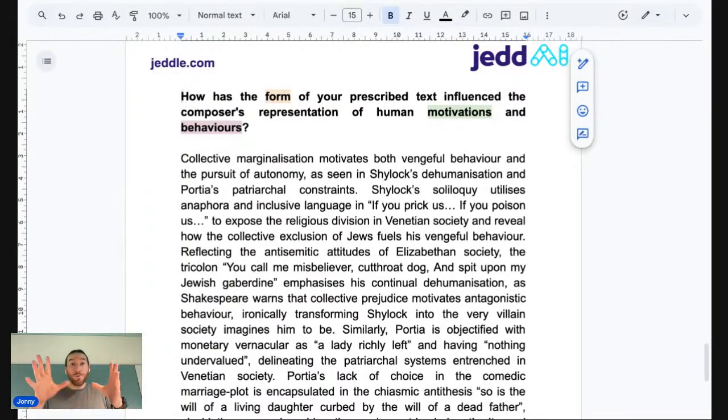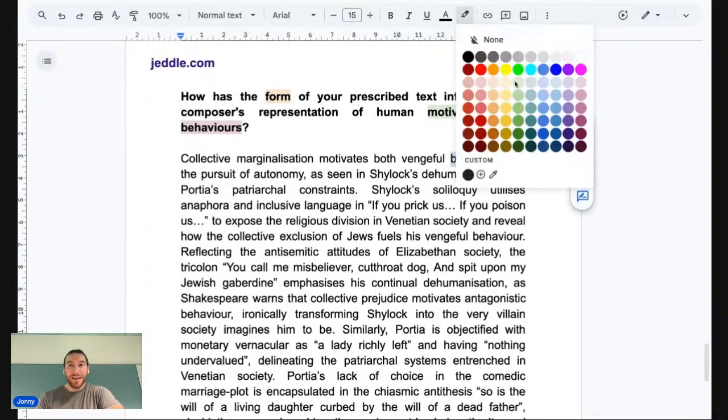And then in terms of what you're actually exploring, what you're going to argue, the ideas, motivations and behaviors is the crux of the question. Form is something we will address throughout as well, but it's related to the how, not the what it's about. Okay, so: collective marginalization motivates both vengeful behavior. I like that you've done vengeful behavior. Can everyone see this example of land and expand?